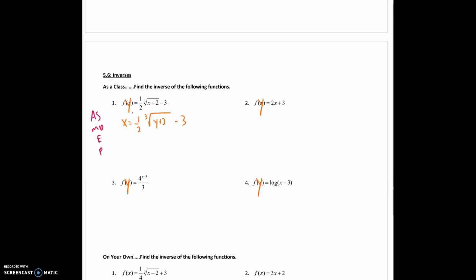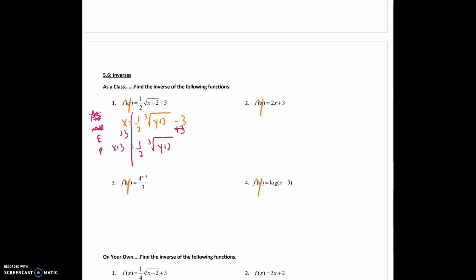And the first thing I'm going to do is move this 3. I'm going to add 3. So on the left side, I have x plus 3. On the right side, I have 1/2 with this cube root. So I moved my addition subtraction. Now I'm going to get rid of the half, which is multiplying to that cube root. And so to get rid of a fraction, I just multiply it by the reciprocal.